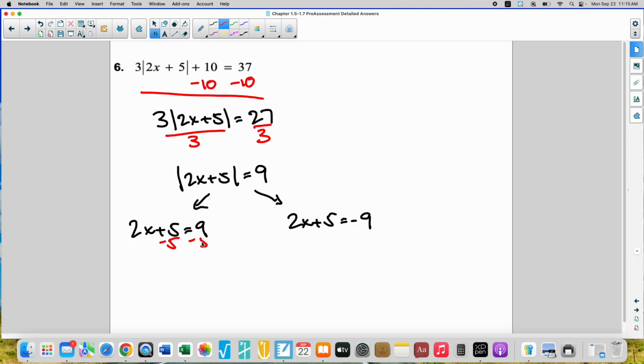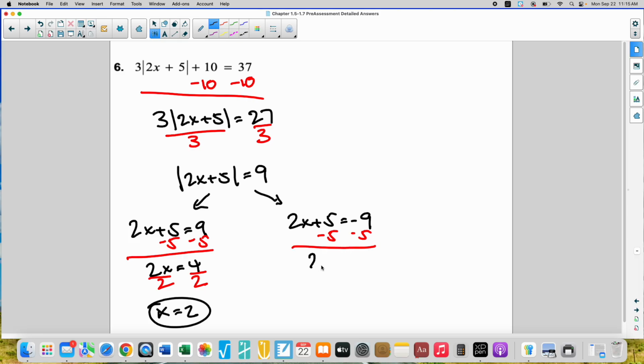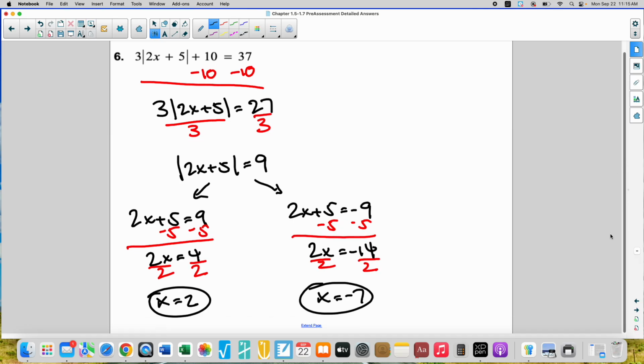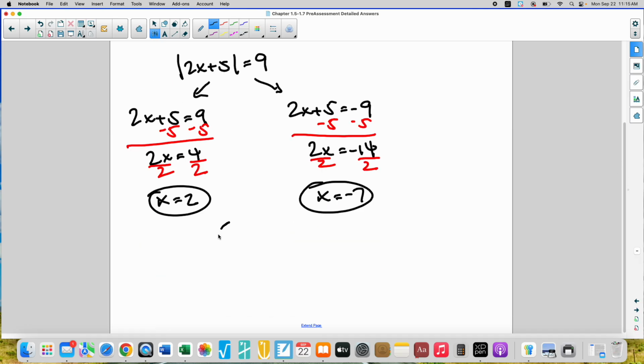Minus 5, 2x equals 4. Divide by 2, divide by 2. X equals 2. Minus 5, 2x equals negative 14. Divide by 2, divide by 2. X can equal negative 7. Those are my two solutions. Negative 7, comma 2.